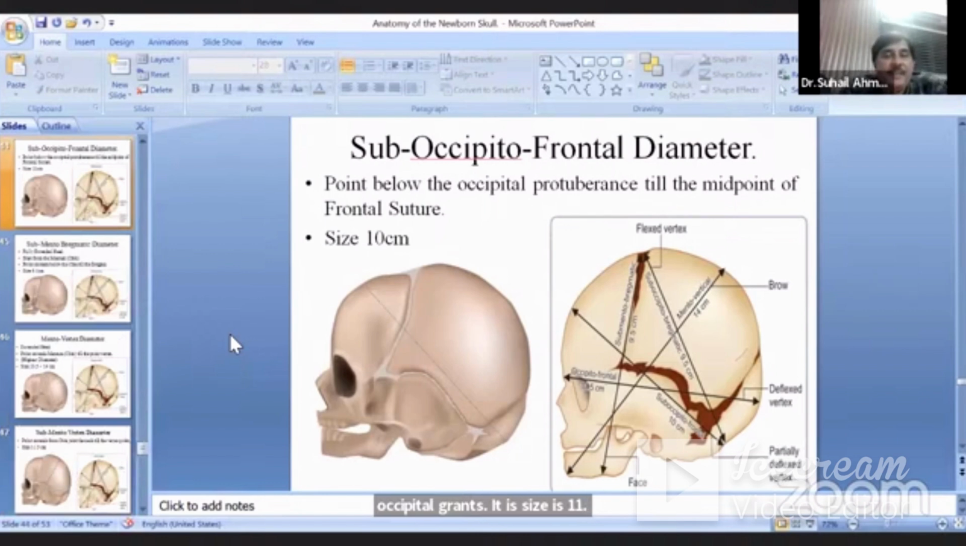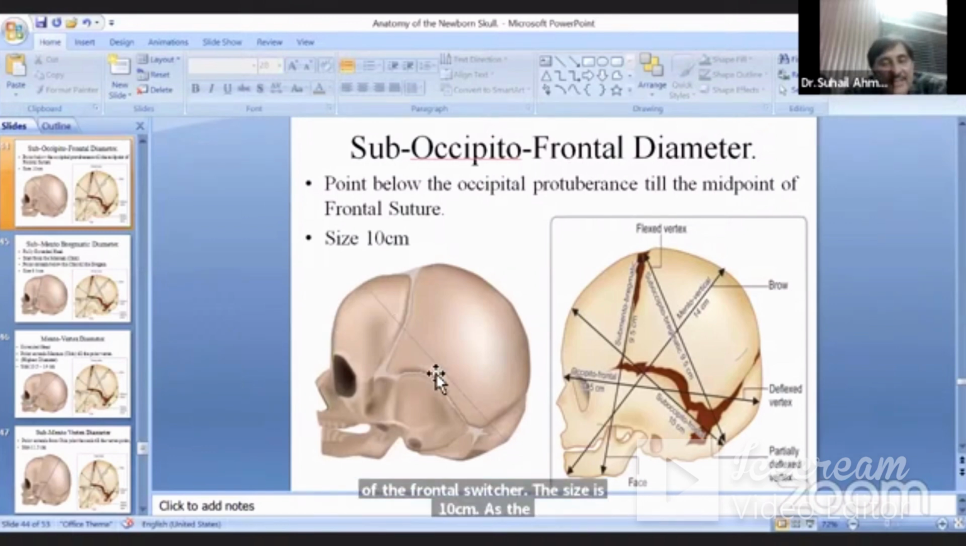Suboccipitofrontal diameter extends from the point below the occipital protuberance till the midpoint of the frontal suture. The size is 10 centimeters. As the picture shows, there is the mid of the frontal suture and there is the occipital protuberance.